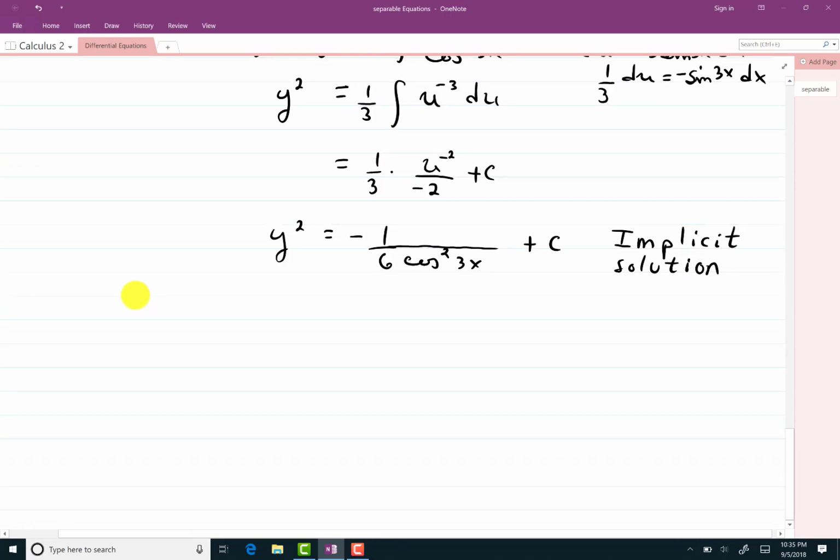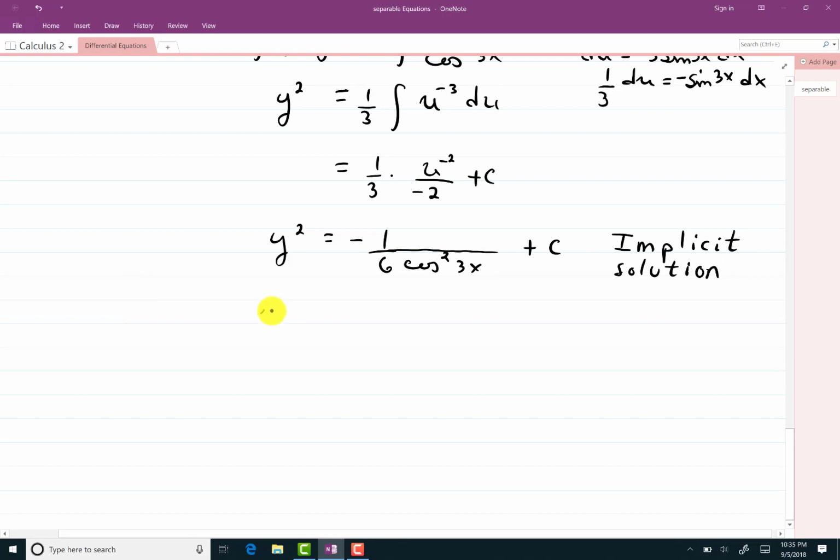If I wanted an explicit solution, I would have to write y equals plus or minus the square root of negative 1 over 6 cosine squared 3x plus a constant. I want you to notice something here. Cosine squared, if it's not 0, is going to be positive no matter what. So this piece here will be negative no matter what. So the only way it's going to equal something squared, which cannot possibly be negative, is for that c to be there. So make sure you get that c underneath of the square root.